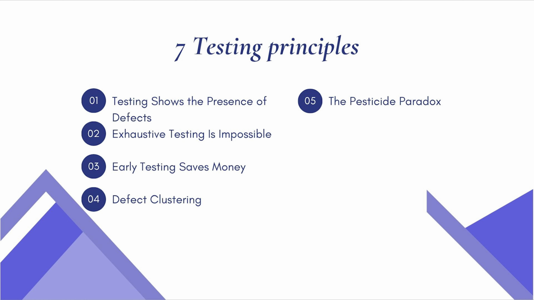And why the pesticide analogy? Just like pests adapt to a single chemical and stop dying, software defects adapt to the same old tests. Time to change things up.